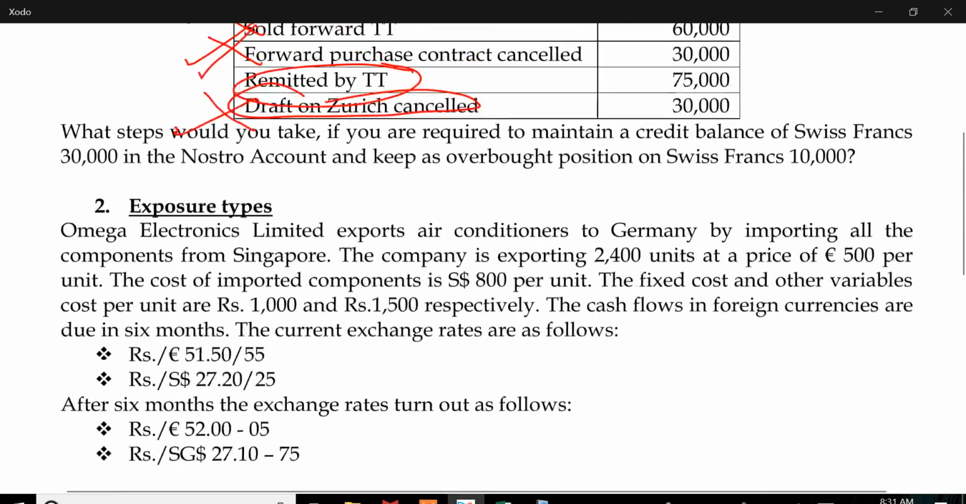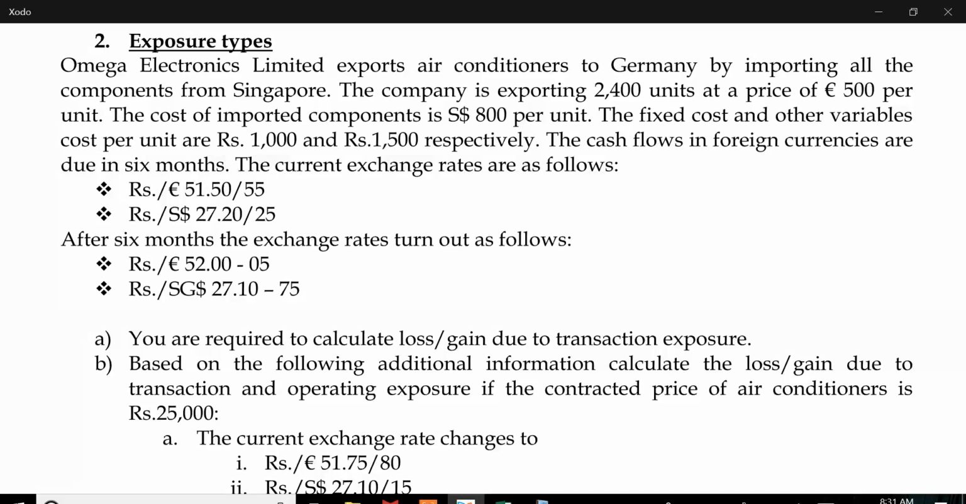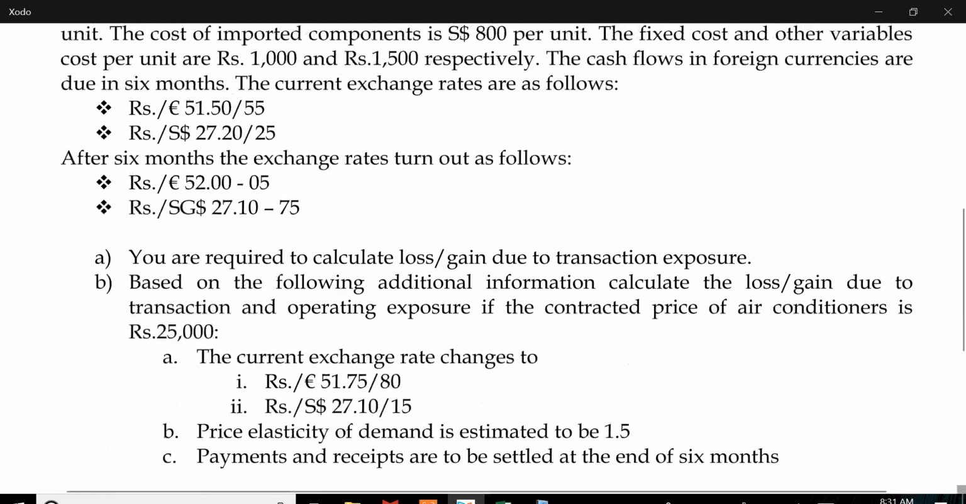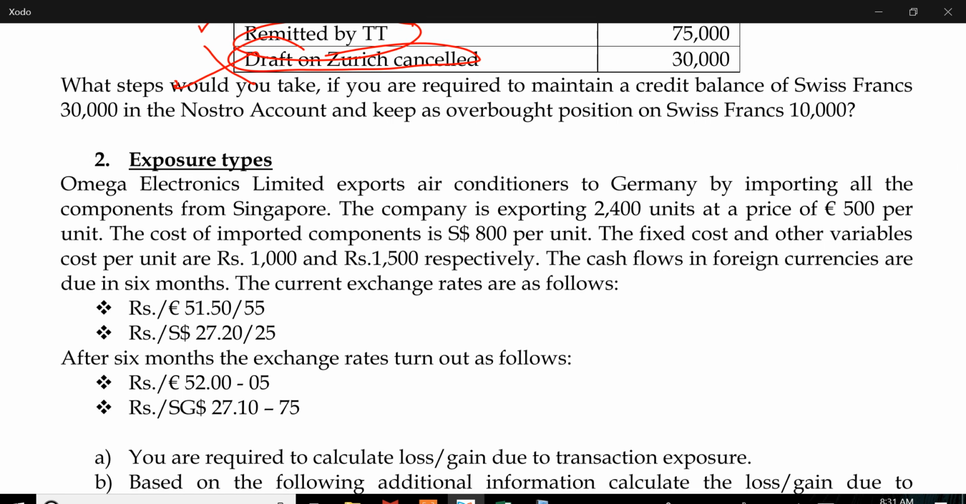Let's come to this question. Question number 2. Omega Electronics Limited exports air conditioners to Germany by importing all the components from Singapore. The company is exporting 2400 units at a price of euro 500. The cost of imported components is Singapore dollar 800. Fixed cost and other variable costs are 1000 and 1500. Cash flows in foreign currency are due in 6 months. The current exchange rates are given, and after 6 months the exchange rate turns out different. You are required to calculate the loss or gain due to transaction exposure, and the loss or gain due to transaction and operating exposure. Please go through this.